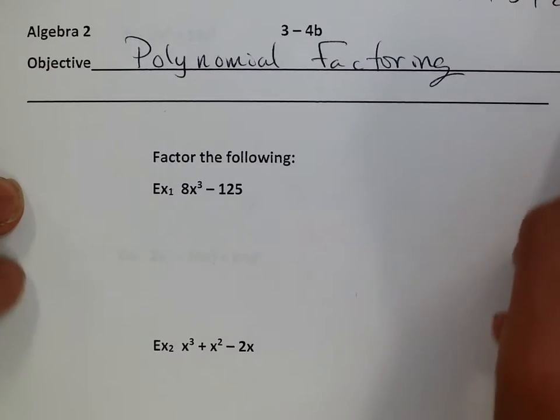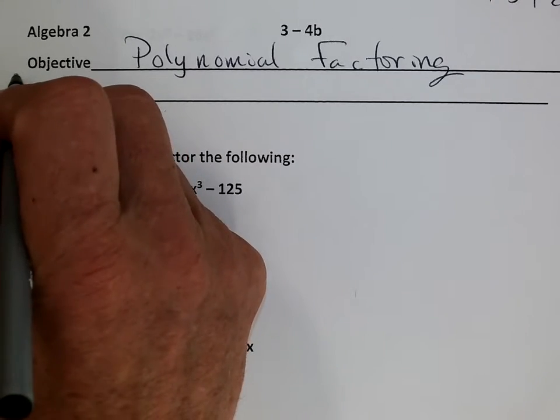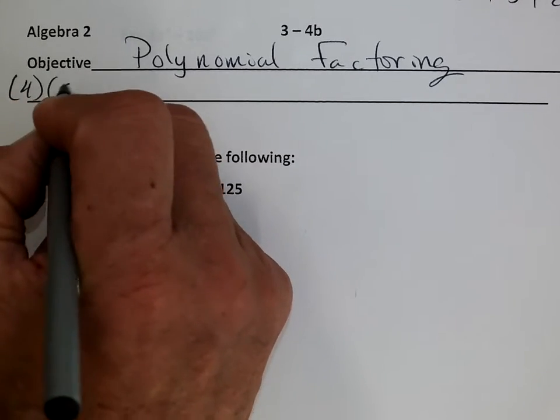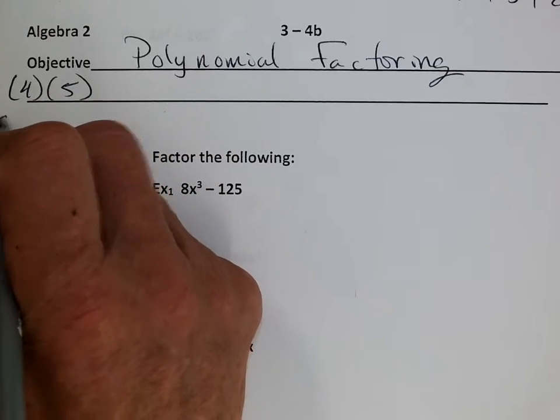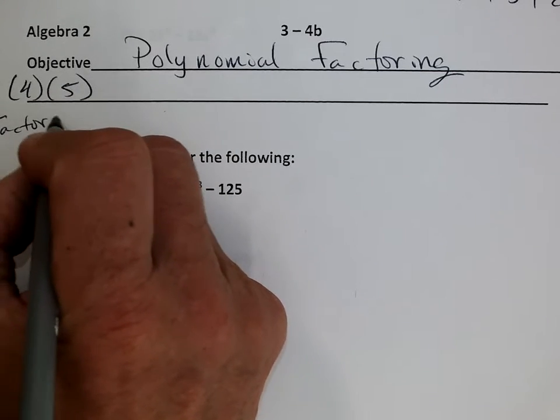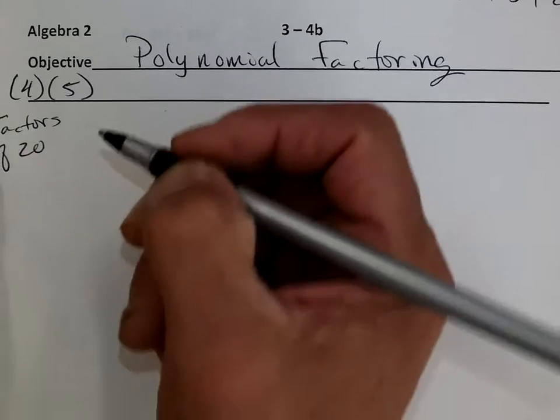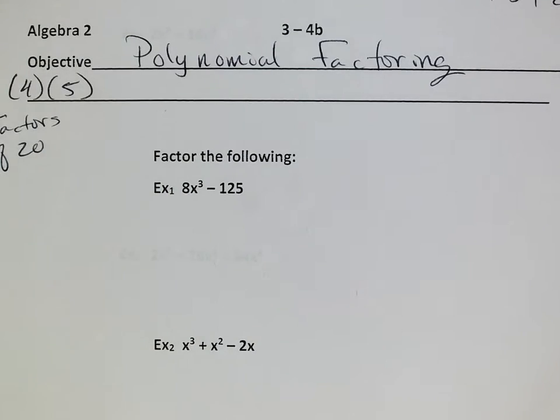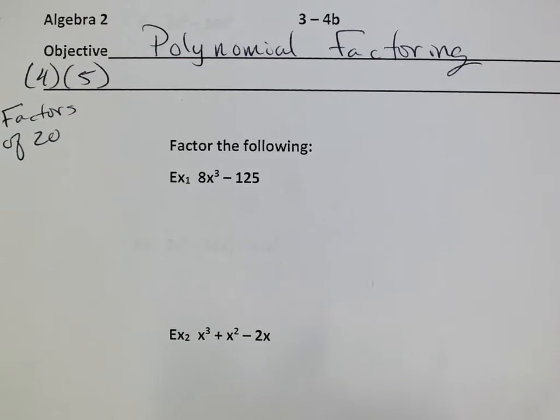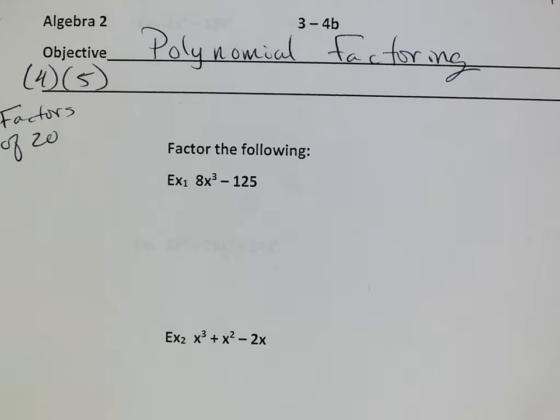I know that 4 and 5 are both factors of 20, right? Because they both divide in evenly. And we can rewrite it as 4 times 5, which is equal to 20, right? So we're doing the same thing except with polynomials. We're basically trying to find factors of these polynomials, so we can have something times something.